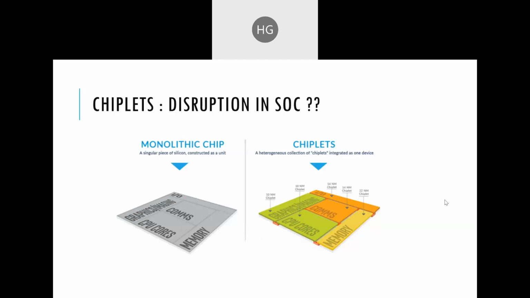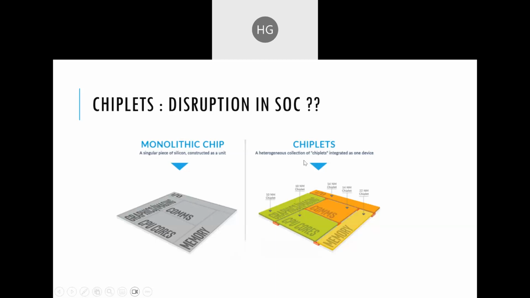What is a chiplet? On the left side you can see an SoC, or a monolithic chip. Monolithic means there is only a single substrate. On that single substrate we have different IPs, and we have integrated all the IPs, using a single piece of silicon. But what happens in chiplets?